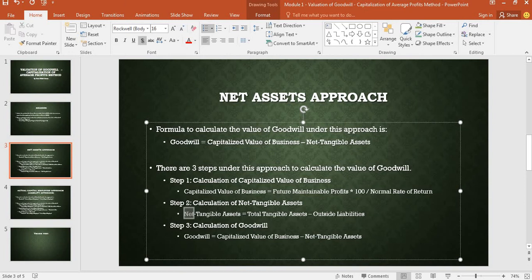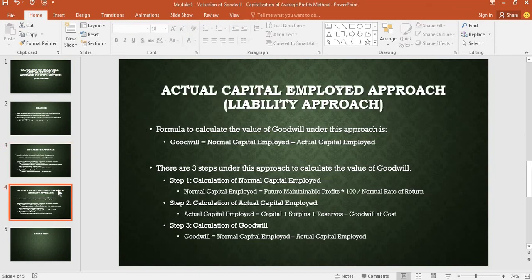Then the step 2 is calculation of net tangible assets. The formula for net tangible assets is total tangible assets minus outside liabilities. This you have already studied many times before. I hope you guys have studied it many times before. The step 3 is calculation of goodwill, and the formula for goodwill I have already told you guys. The next approach that we have is liability approach.